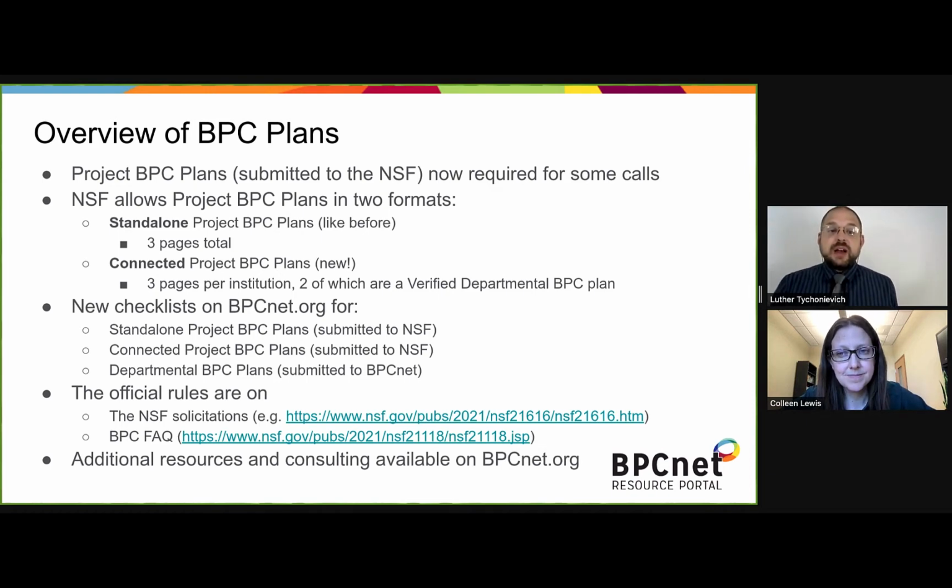And the NSF allows Project BPC plans in two different formats. One is what we call a standalone Project BPC plan. This is a document that's existed for the past several years as well. It's a 3-page document describing how each of the PIs on the proposal being submitted to the NSF, with the Project BPC plan associated with, how each of those PIs is engaged in the BPC activities.